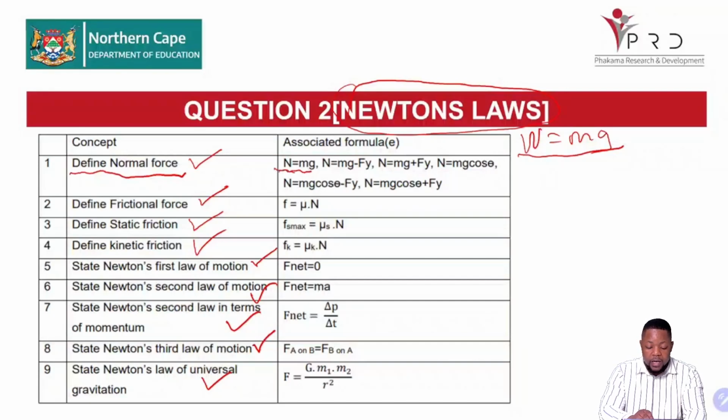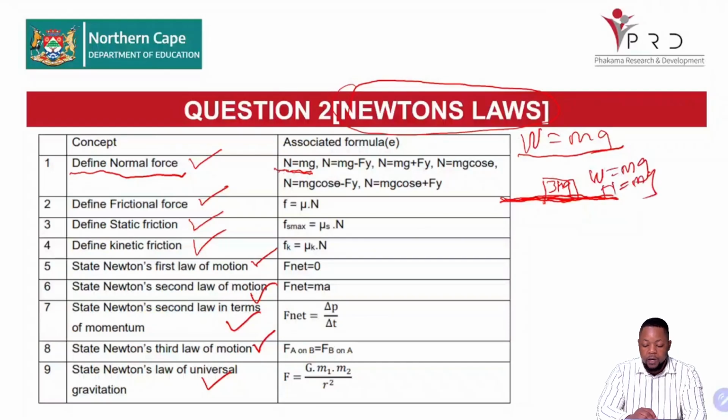When do we use N is equals to mg? Only when we have an object that is lying on a horizontal surface. Let's say this is a 30 kg block. So if the object is lying on a horizontal surface, then we can use W is equals to mg, which can be written as N is equals to mg for calculating the normal force. But now, we also have another formula here. Normal force is equals to mg minus Fy.